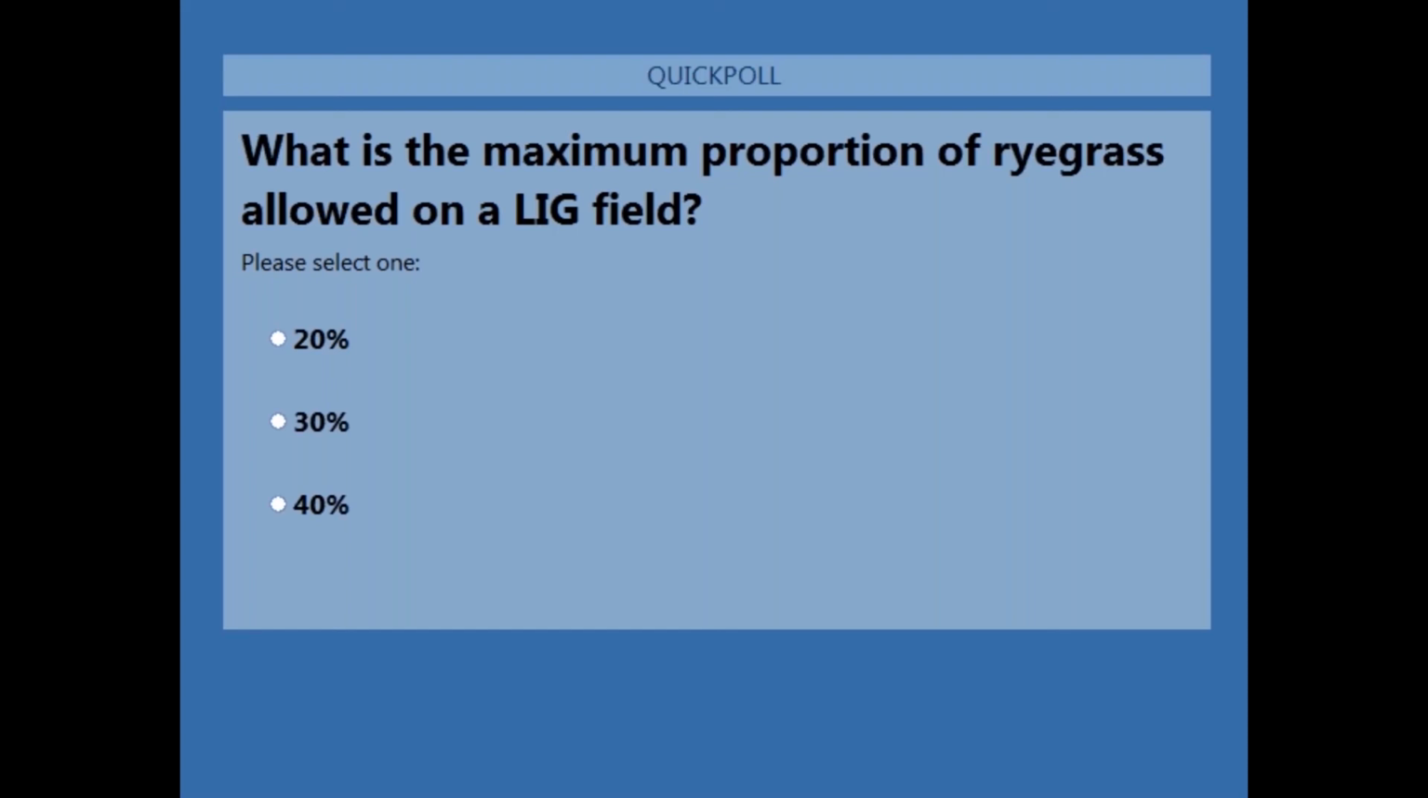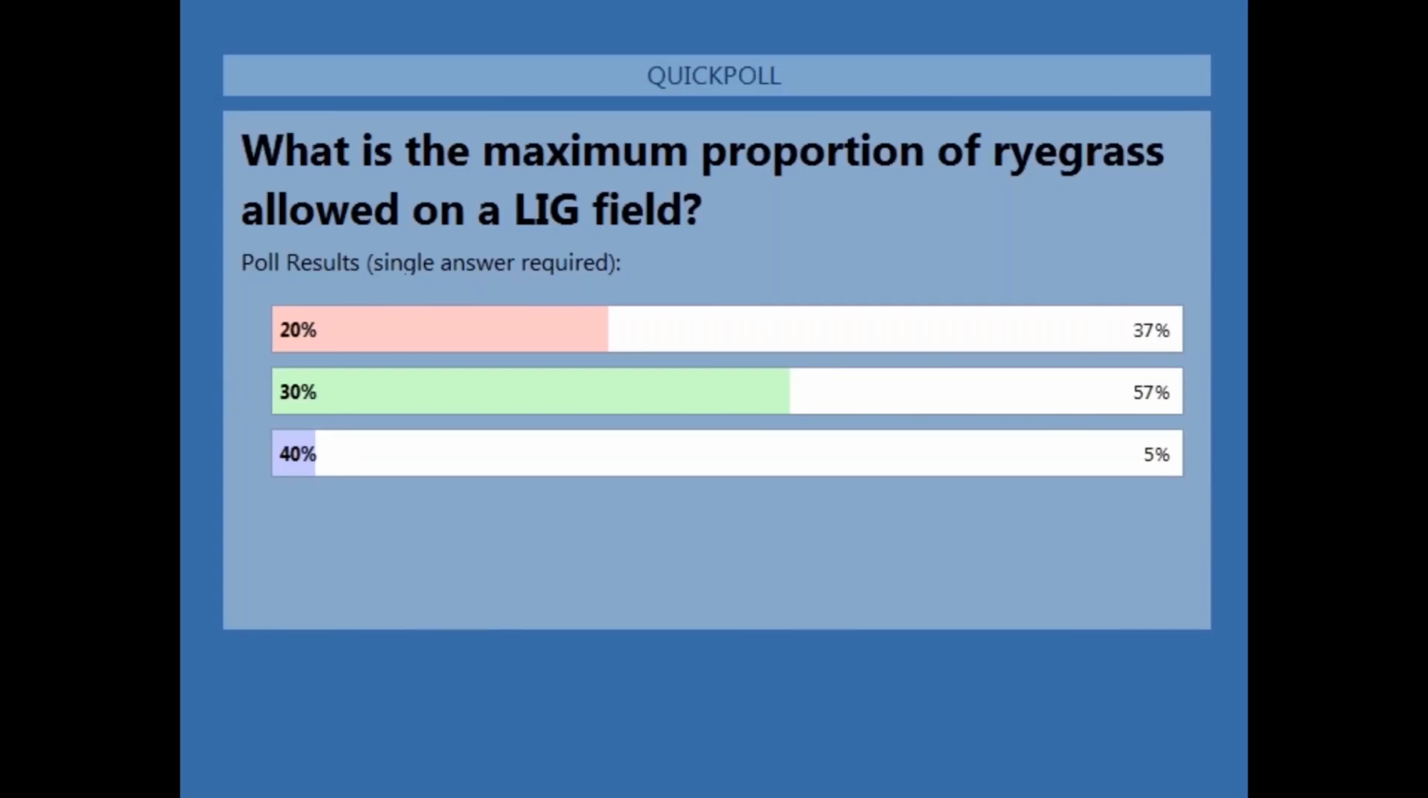So we'll close the poll now and just see what the views were on that one. And actually, the first question was the correct one, but we only had 20% of respondents indicating that one. Sorry, 30% is the correct answer there in the middle, and 57% got that answer correct. So up to 30% of a field may have ryegrass content, but over that, it's just not a suitable field for LIG. So if we can put up the next poll there now.